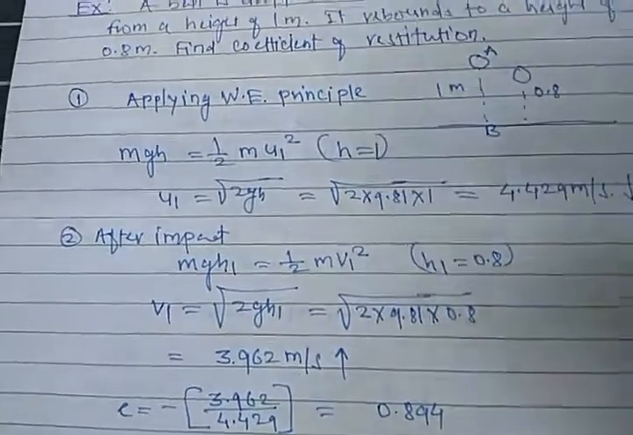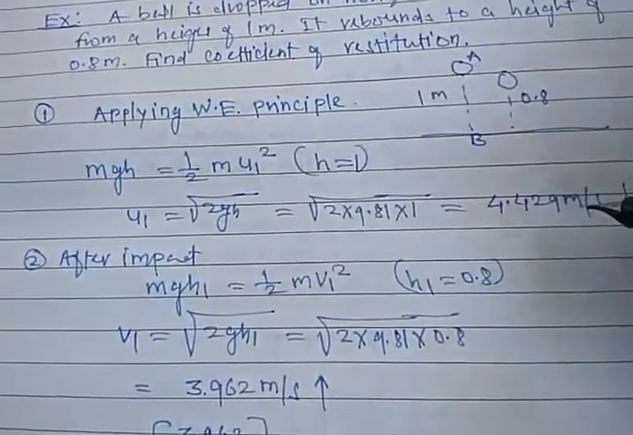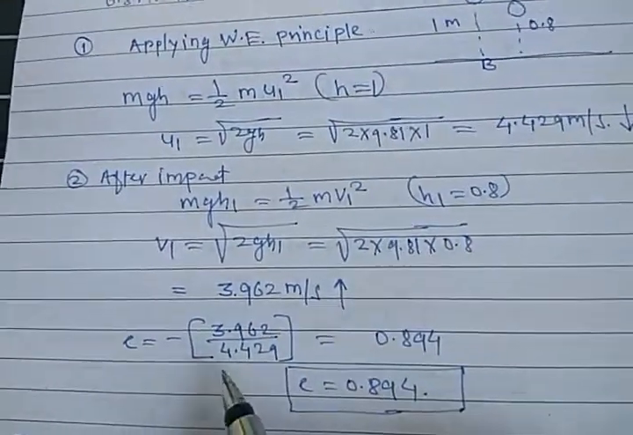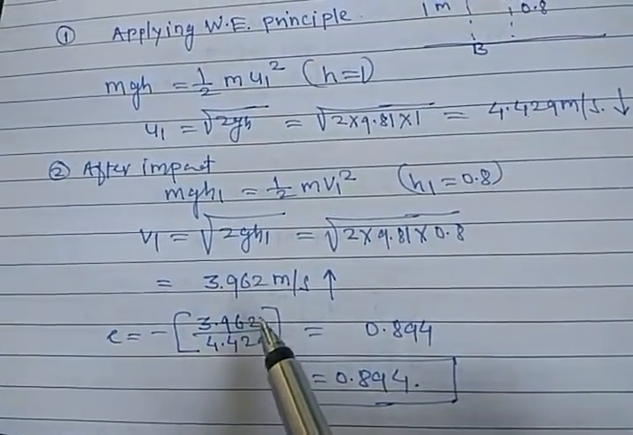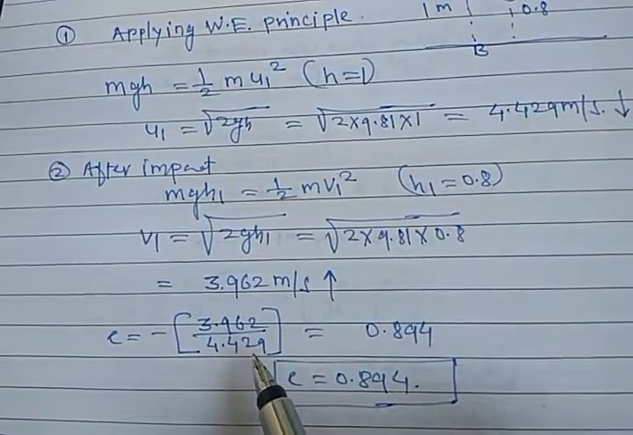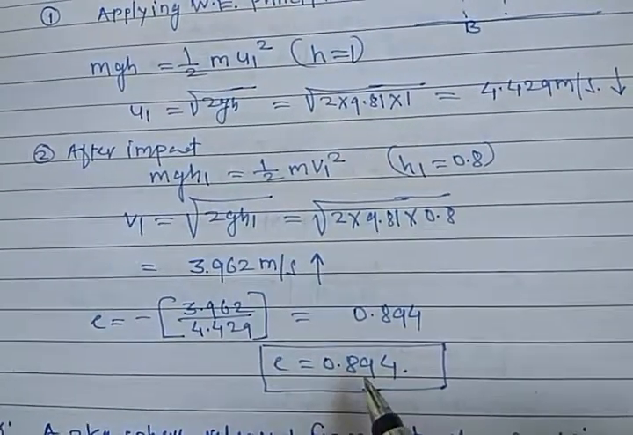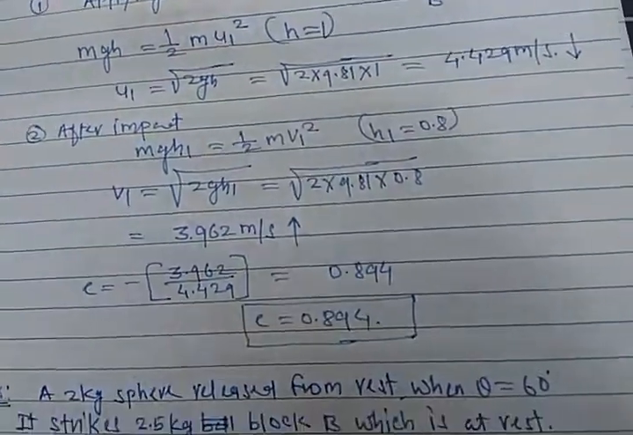Okay, so we have the initial velocity of the ball and we have the final velocity of the ball, so we can find e as minus of v by u, and v by u is 0.894.